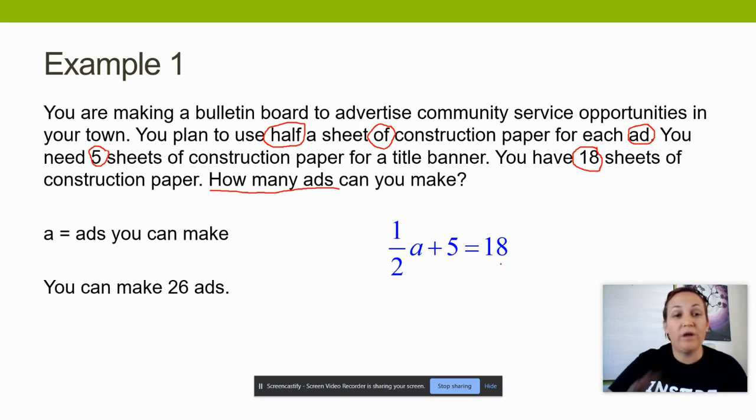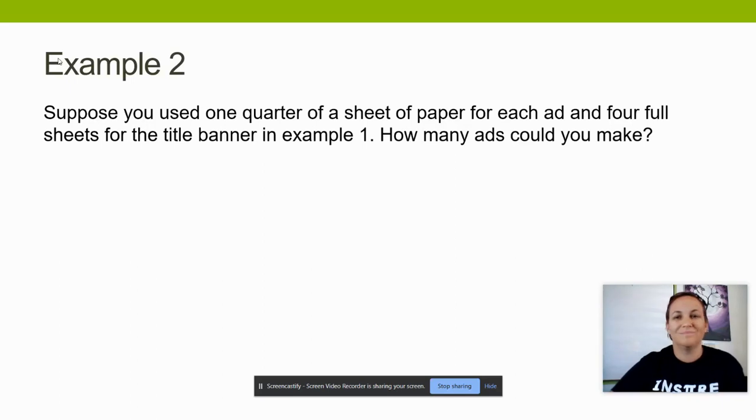Let's do one more, almost exactly the same as this one, just to get a little more practice in. So in this example, we're going to use the same kind of information from the first example, but I'm going to change a couple of the numbers. So again, we read through the whole question. Suppose you use 1/4 of a sheet of paper for each ad and 4 full sheets for the title banner. How many ads can you now make?